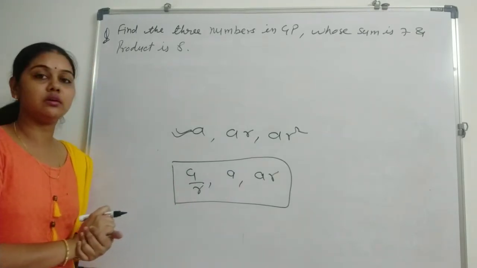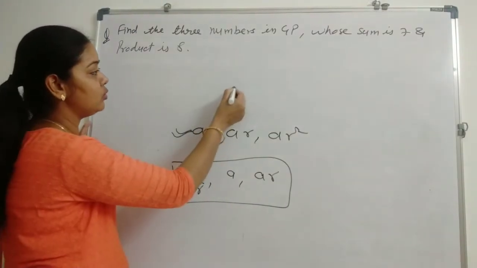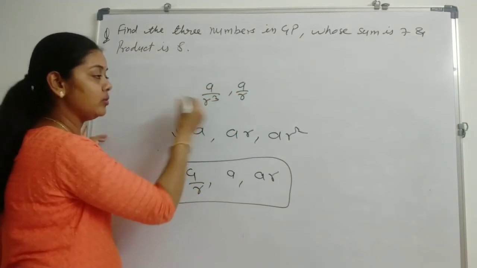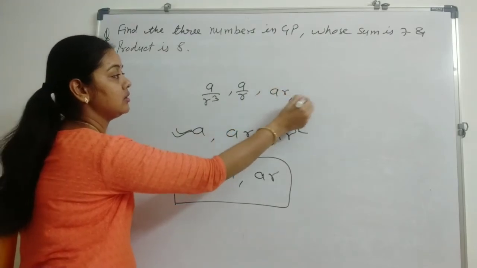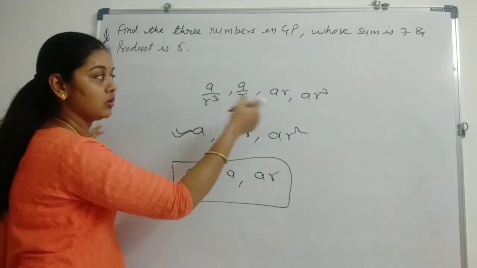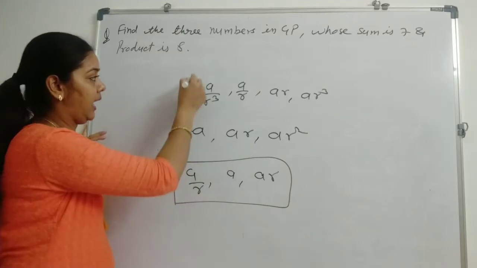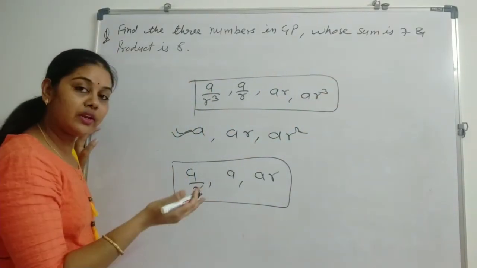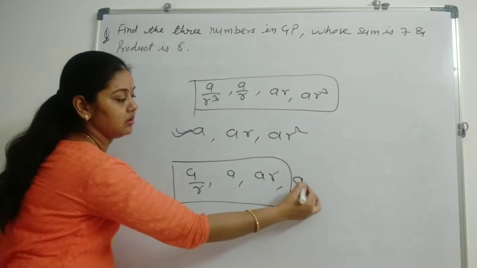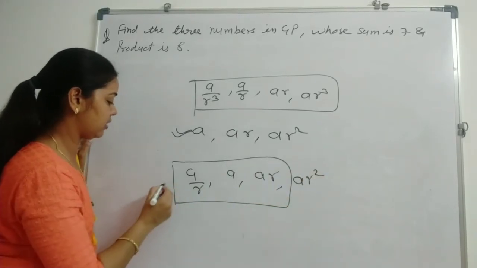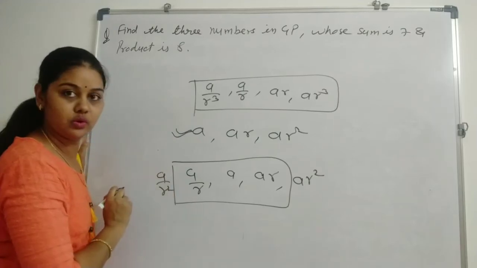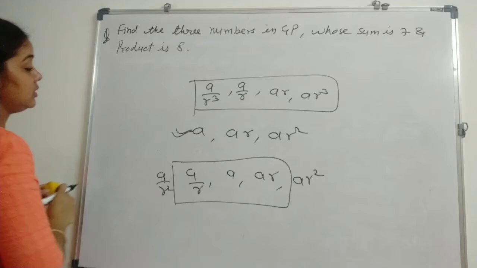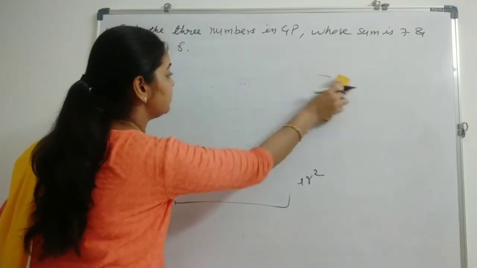If I need to take 4 terms, then what will I do? I will take A upon R cube, A upon R, AR, AR cube. The common ratio is R square, and this way I can assume 4 terms. If I need to assume 5 terms, it's simply AR square, and on this side A upon R square. Is it clear? So, in the question, we need to find 3 numbers.